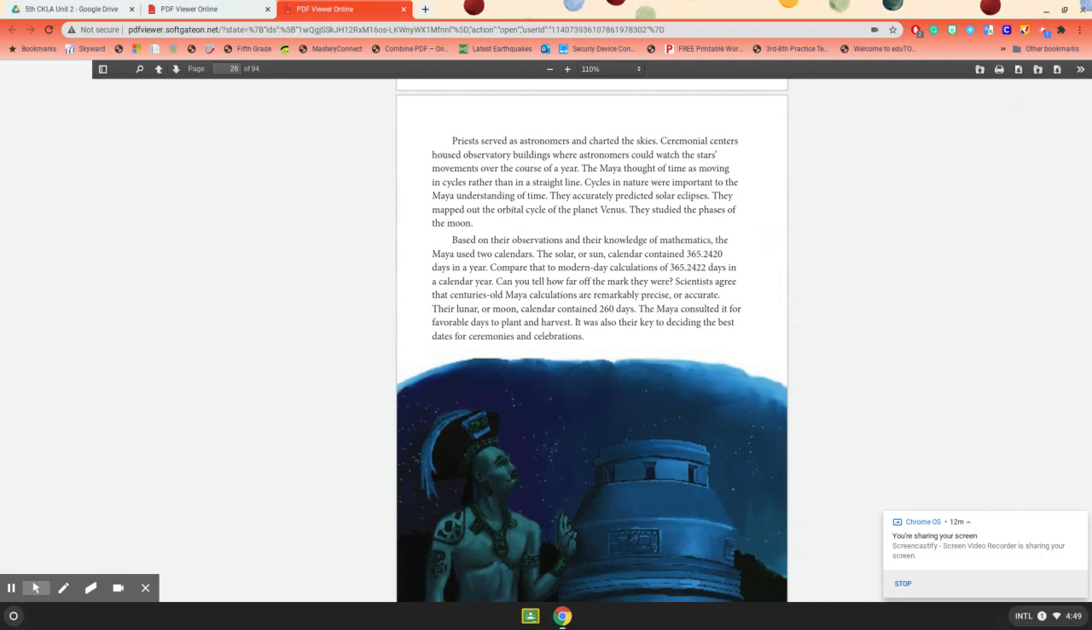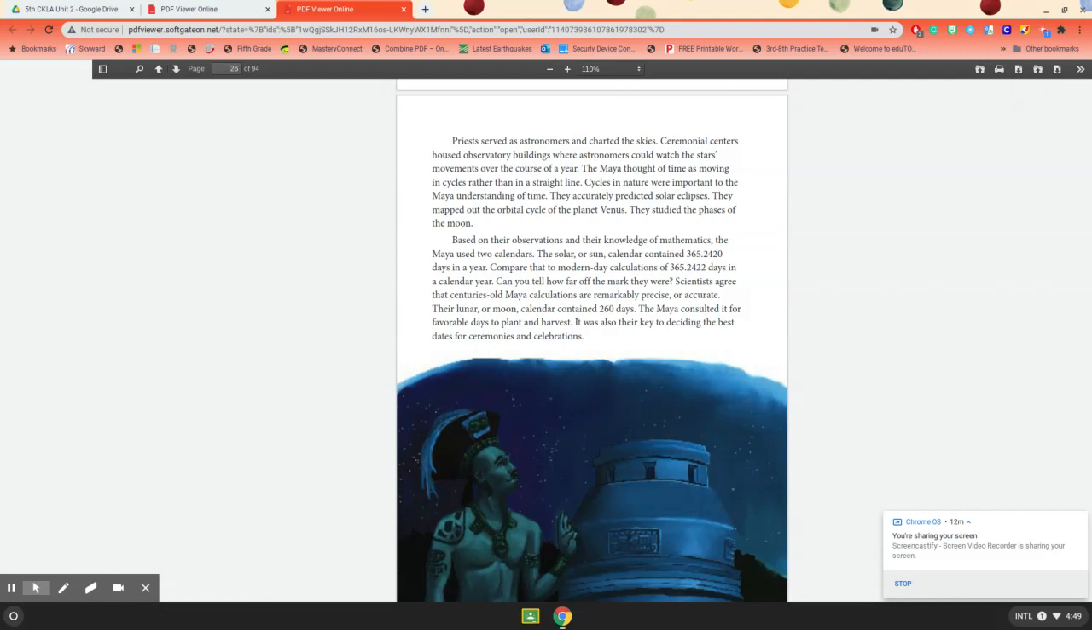Priests served as astronomers. Astronomers are individuals that study the stars and chart the skies. Ceremonial centers housed observatory buildings where astronomers could watch the stars' movements over the course of a year. The Maya thought of time as moving in cycles rather than a straight line. Cycles in nature were important to the Maya understanding of time. They accurately predicted solar eclipses. They mapped out the orbital cycle of the planet Venus. They studied the phases of the moon.